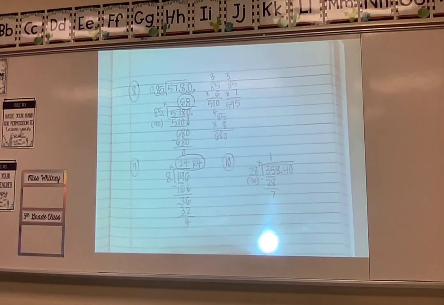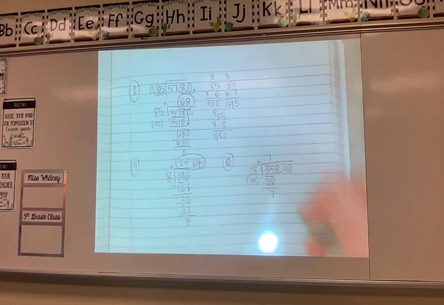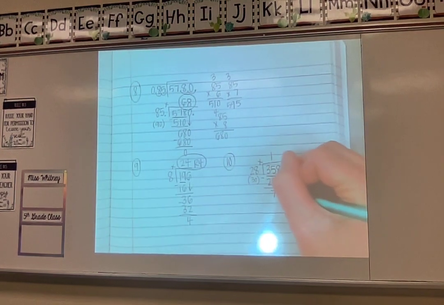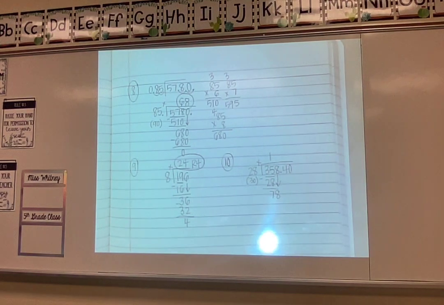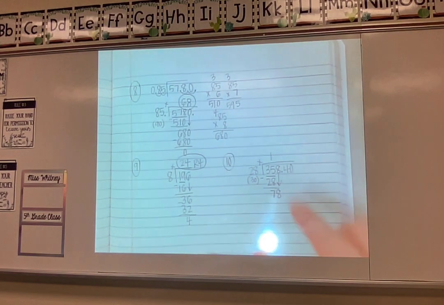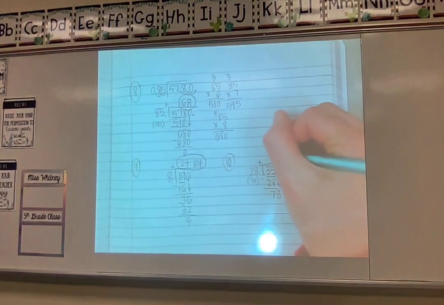Remember, we want to stop and check. Is 7 smaller than 28? Yes, so our 1 was correct. Now I can continue. Bring down the 8. I did not pass my decimal yet, so I just keep on going. Don't put a decimal yet. Cover up my back numbers. How many 3s will fit into 7? Well, that would be a 2.